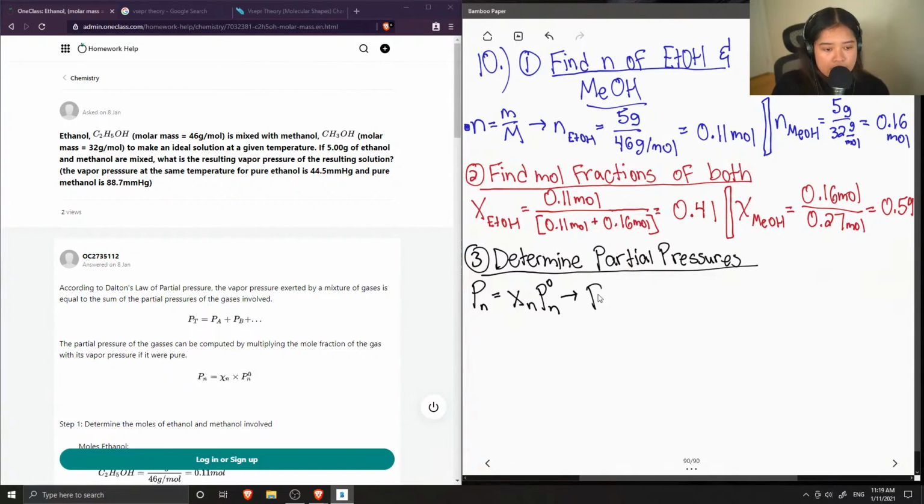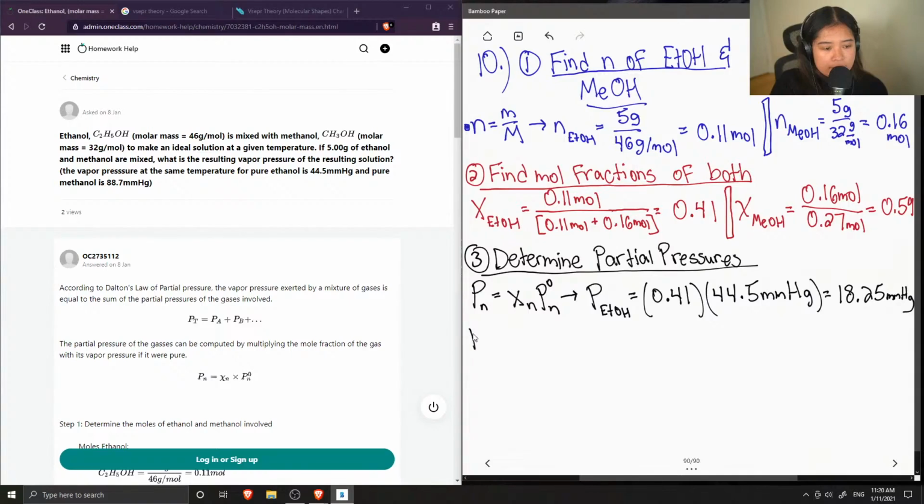Now let's find the partial pressure of ethanol first. Its mole fraction is 0.41, and its vapor pressure of the pure substance is 44.5 millimeters of mercury. If I multiply the two, I end up with 18.25 millimeters of mercury.